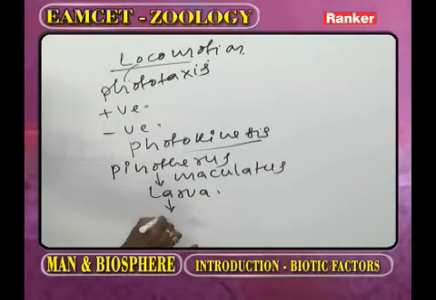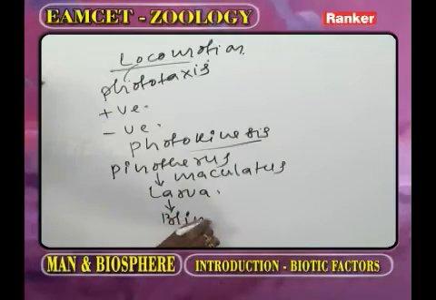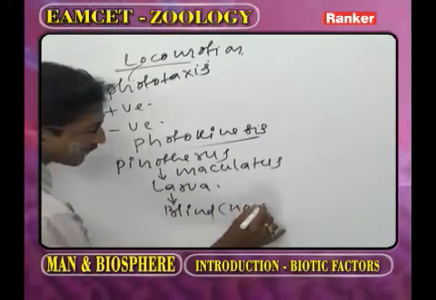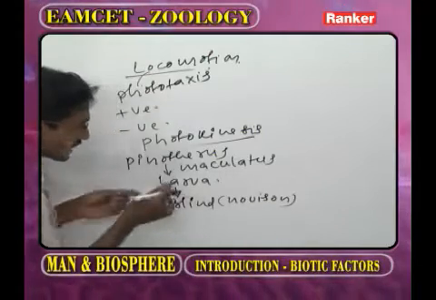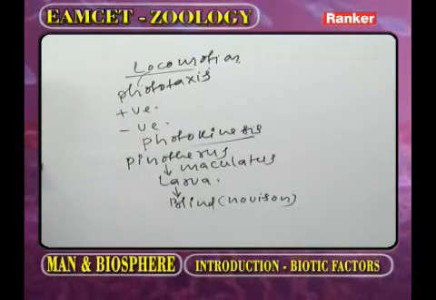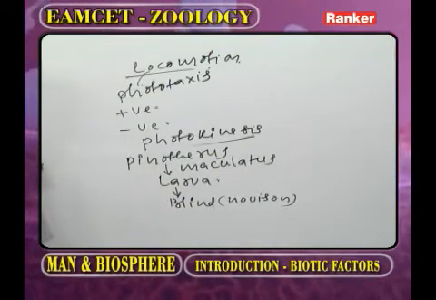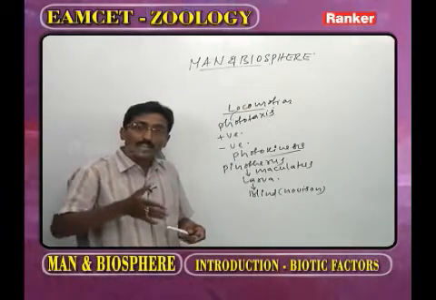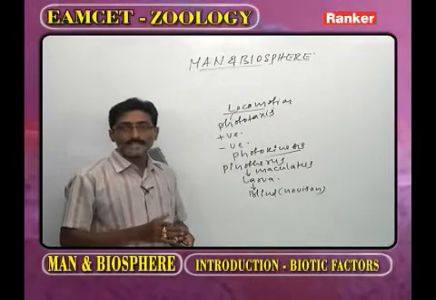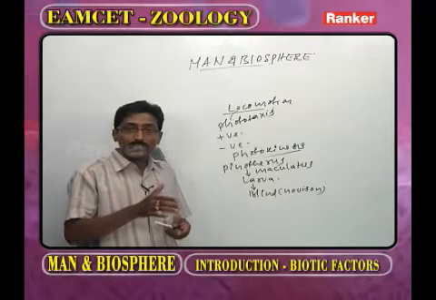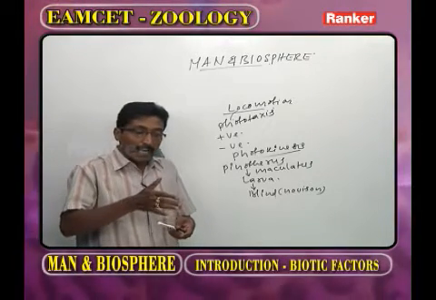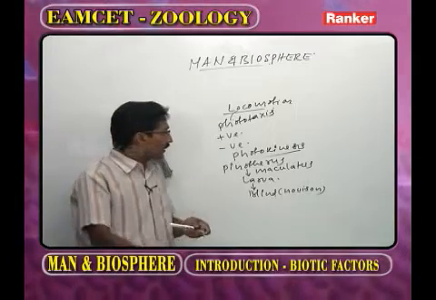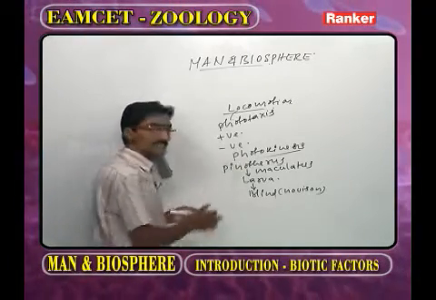Now, here, the larva is blind. That means there is no question of vision. Because the larva is blind. Though the larva is blind, depending upon the intensity of light, its speed of locomotion increases. As the speed of locomotion increases with the intensity of light, that we call photokinesis.